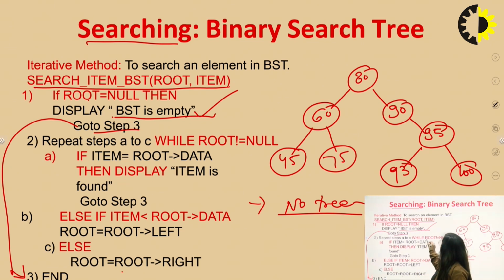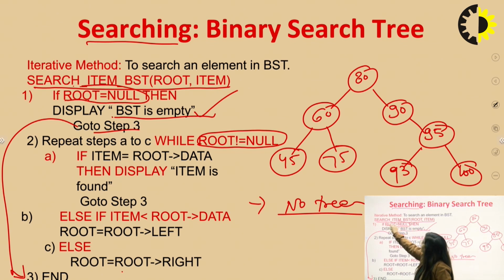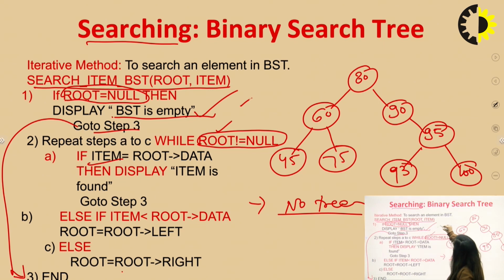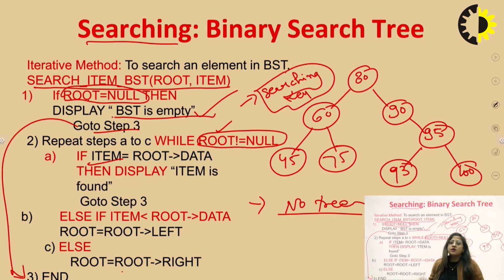So root does not equal null. The first condition is root equal to null, and the second condition is root does not equal to null. It means any value or any node is present in your BST. Now check the item. The item is the searching number, the searching key: which number you want to search in your BST. So item is this. Now check root data.